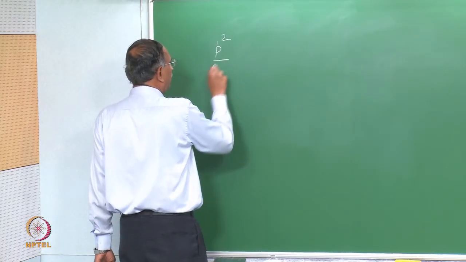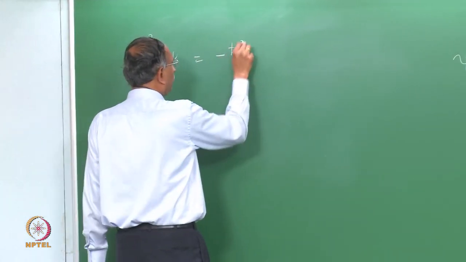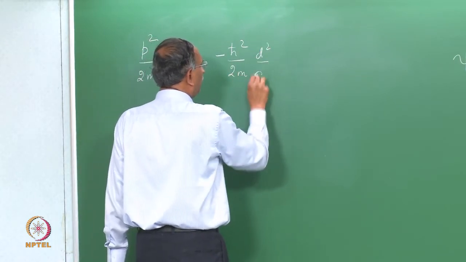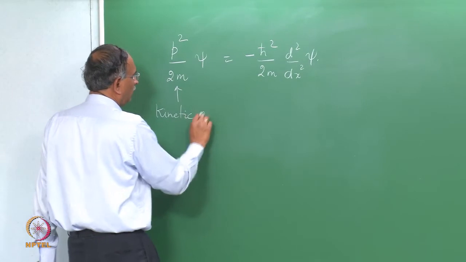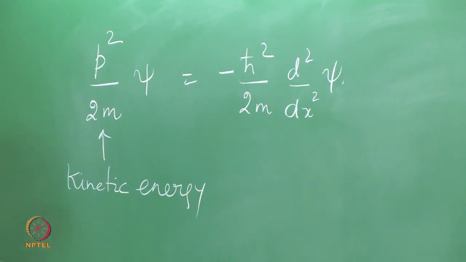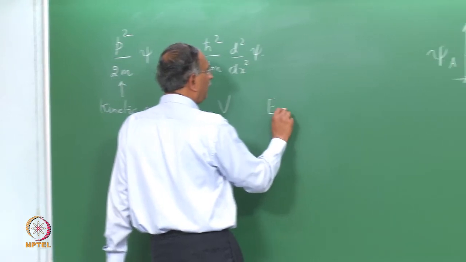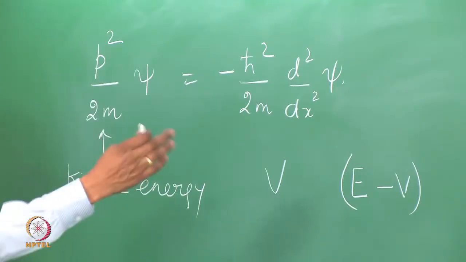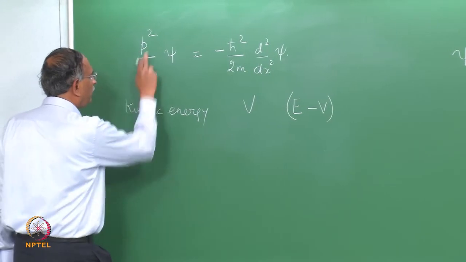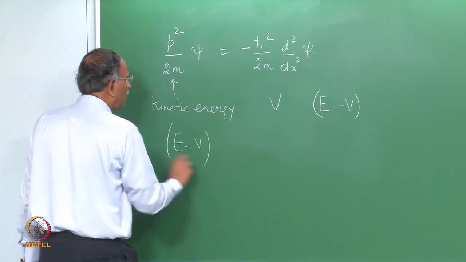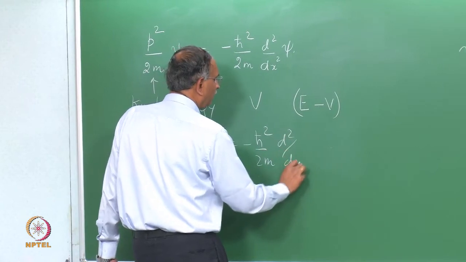Therefore, if we write the kinetic energy p squared by 2m acting on psi, that turns out to be minus h bar square by 2m d square by dx square psi. This being the kinetic energy, if there is a potential energy V, it is the difference between the total energy E and the potential energy V, which may be a function of x. If there is a potential, we have to consider that. Therefore, p squared by 2m on psi is nothing but E minus V on psi, giving you minus h bar square by 2m d square by dx square psi.